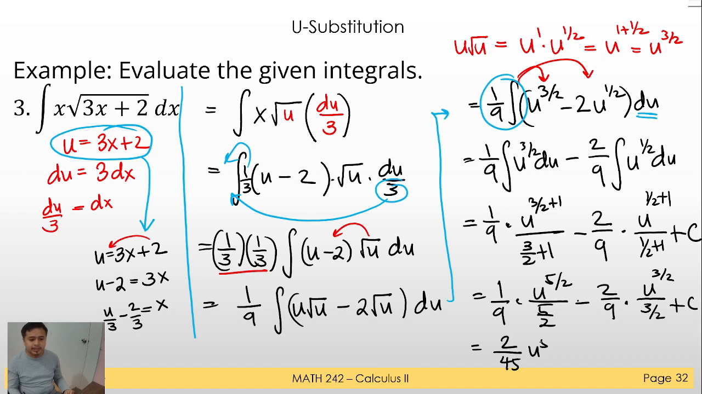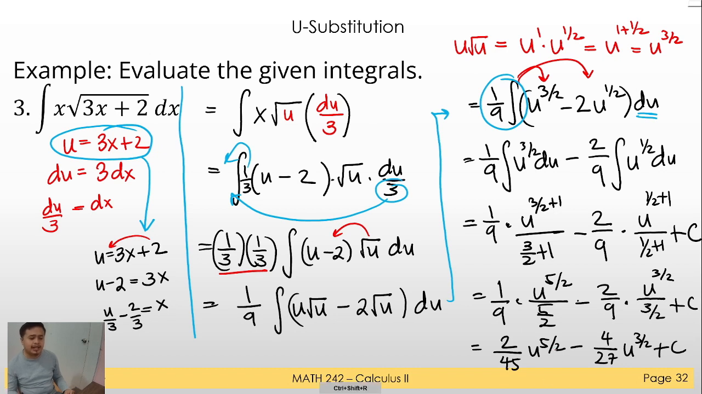And then u raised to 5 halves. Minus, we have here 2 over 3 halves. Sorry, 2 over 9. And then we have 2 thirds, no? 2 thirds. So this will become 4. 3 times 9 is 27. And then we have u raised to 3 halves plus c.